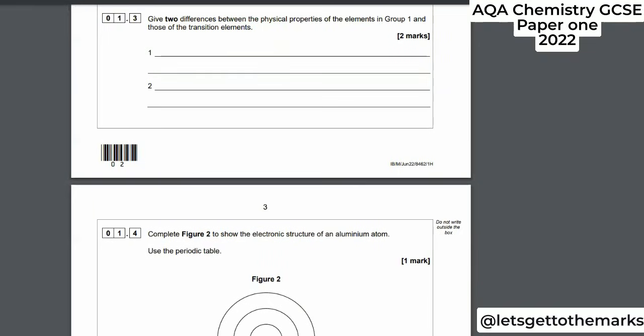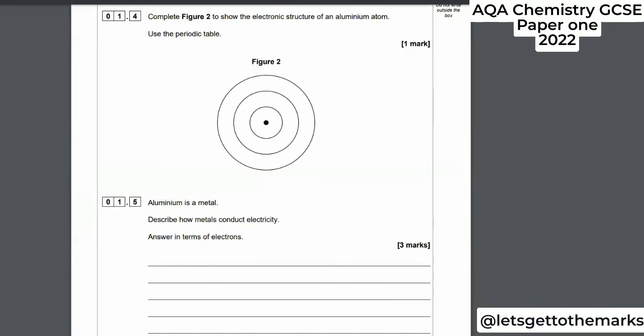All right, scrolling down. Hopefully you're good with this, the electronic configuration. So 1.4, complete figure 2 to show the electronic structure of an aluminium atom. Use the periodic table. Now, if we get up the periodic table, what we're going to find is that aluminium has 2 numbers. Aluminium has 27. Some periodic tables have that at the top, some at the bottom, and it has 13. You should know that this is the atomic number, and the atomic number tells you what?